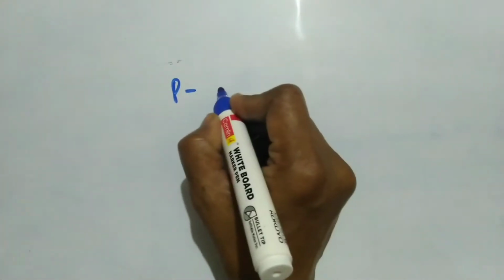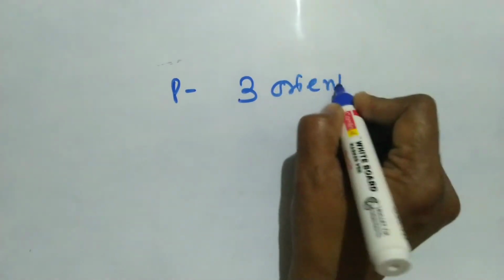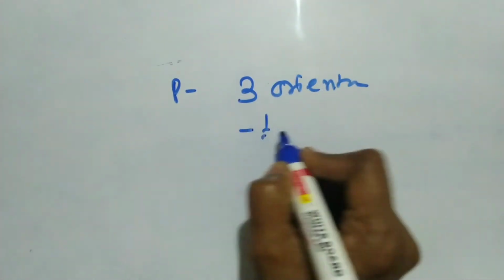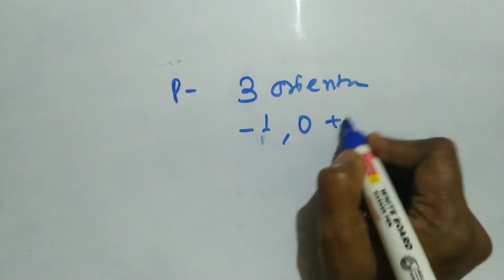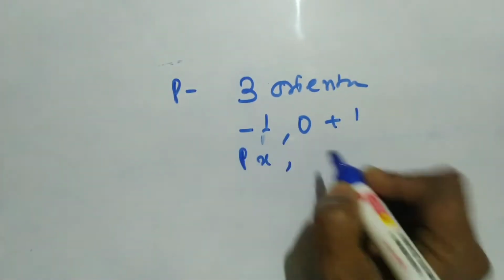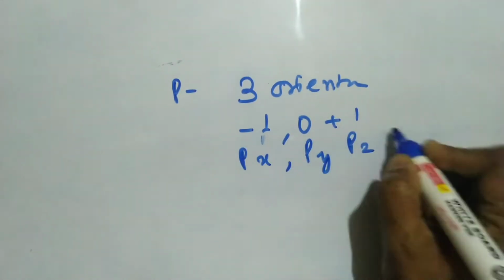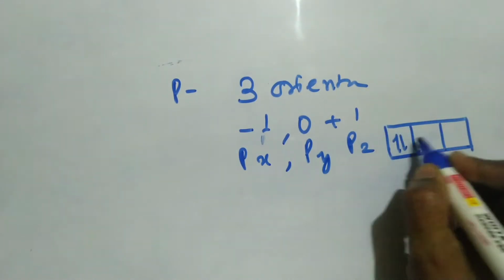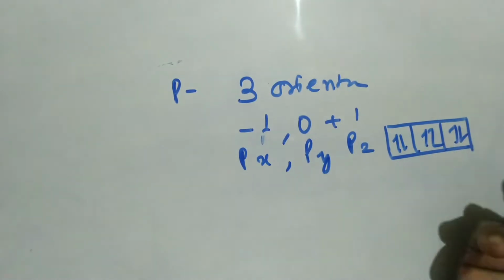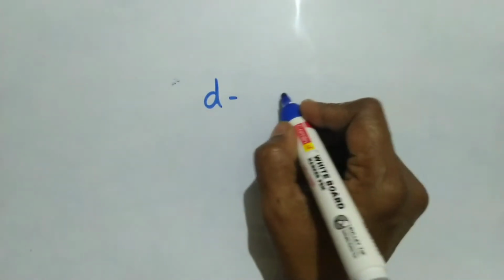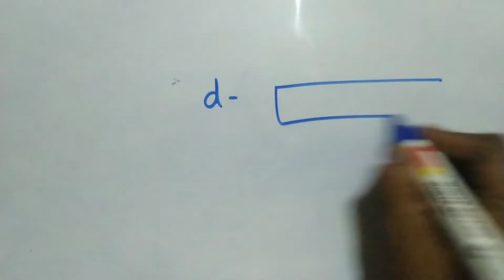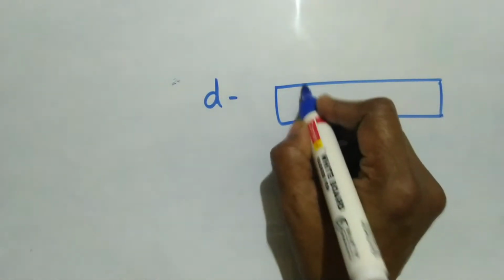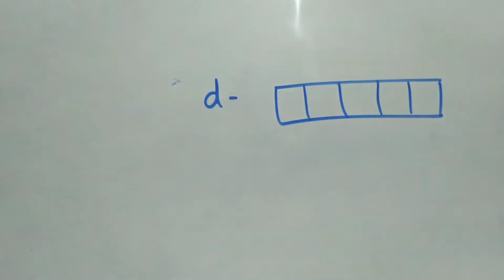Similarly, in the case of p orbitals, it has three orientations, isn't it? Minus 1, 0 and plus 1, or it can also be represented as px, py and pz. For that reason, it has three boxes in which electrons are accommodated. Similarly, the d orbitals have 5 orientations, so they have 5 boxes. In this way, these are represented in box diagrams.